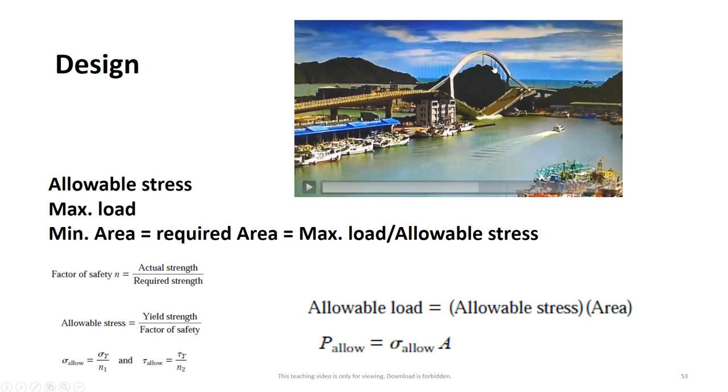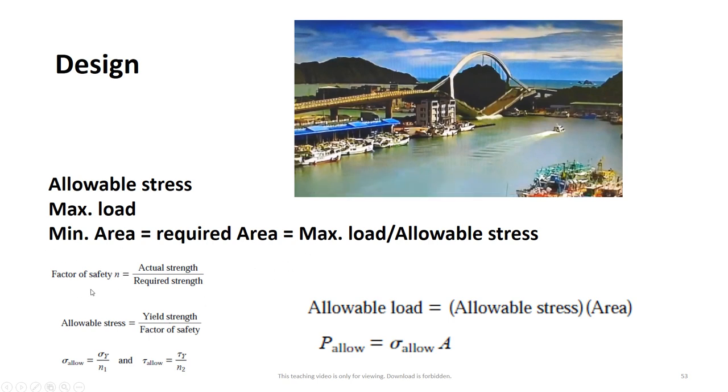I repeat again, the strength here maybe you only need 100 megapascals, but you can design for 125 megapascals, so you can guarantee most of the time it is safe. So the factor of safety is the actual strength divided by the required strength. If you put 1.25, that means you are over designing, but it should be safe because it only needs 100, but you designed 125.